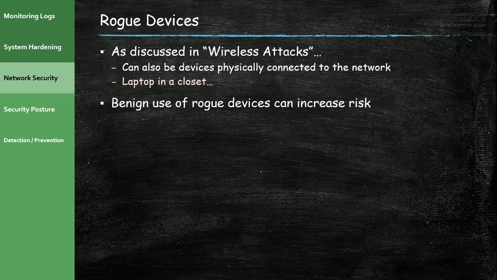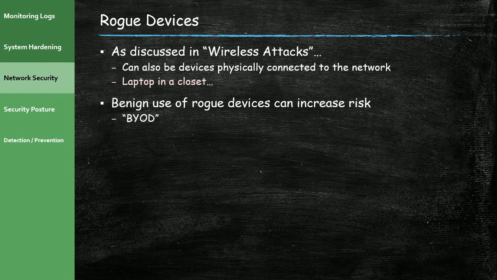Sometimes you have benign use of rogue devices, which can also increase risk. An example of that is all this BYOD. We're going to talk about BYOD in the next part of the course. After the midterm, we're going to talk about bring your own device, alternative environments, and things like that, and how to help protect ourselves against that stuff.